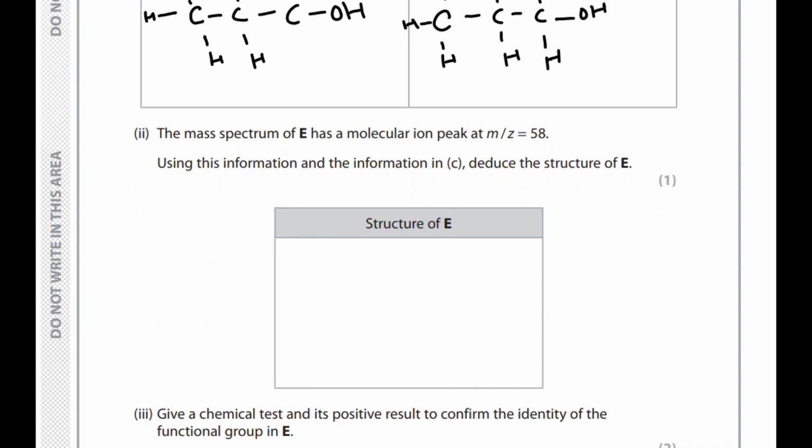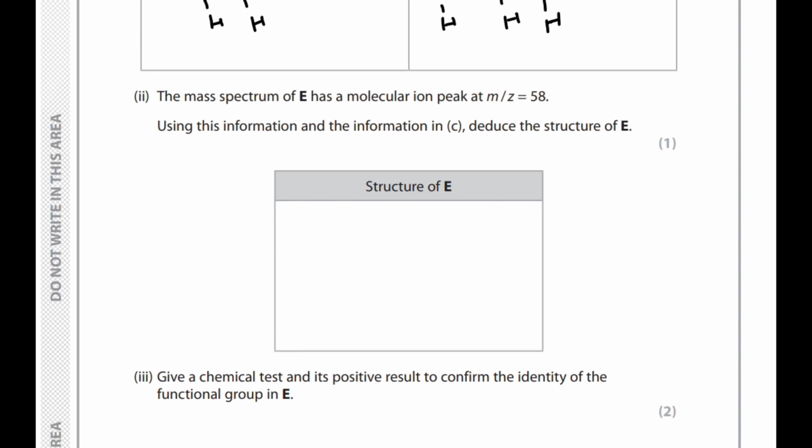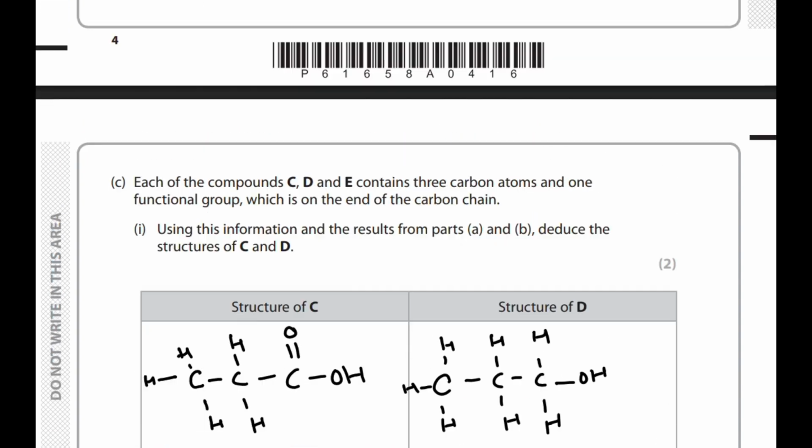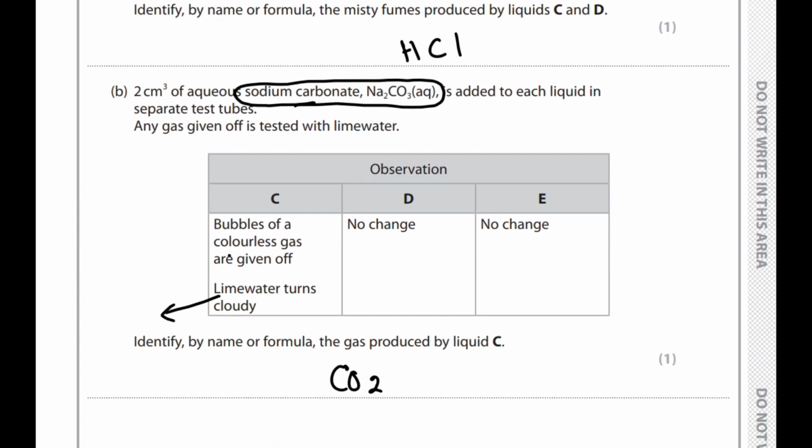Now the mass spectrum of E has a molecular ion peak at m over z 58. Using this information and C, deduce the structure of E. Now E is an organic compound having a molecular ion peak at 58. It doesn't contain an OH group because it gives a negative OH test. Like you can see here, it is not an acid because when it reacts with carbonate, it is not producing carbon dioxide gas.